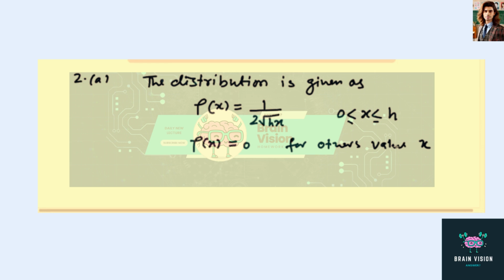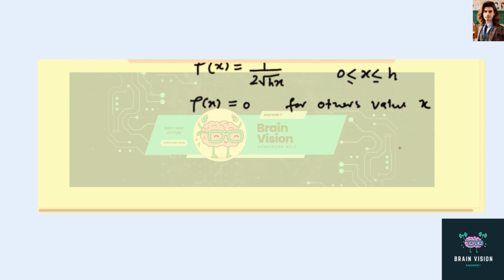So in this problem we have to find the standard deviation, and for this the standard deviation is defined as the square root of the expectation value of x square minus the square of the expectation value of x. Let's assume that this is equation number 1. So that means we have to find the mean of x square and the mean of x.